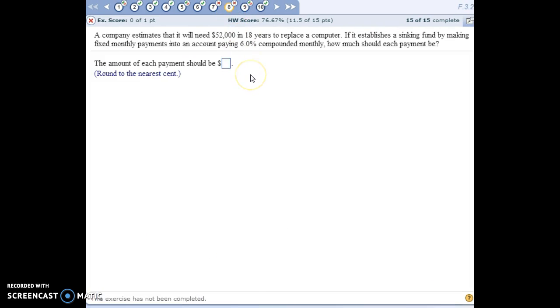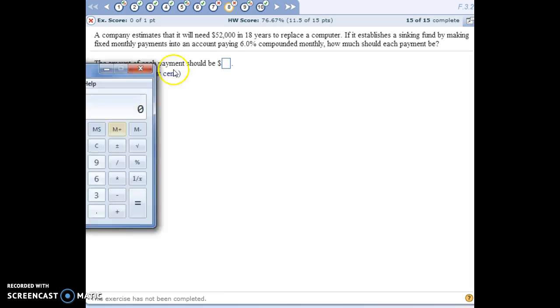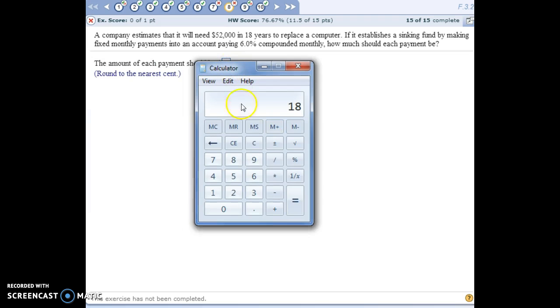Number 8 is going to be very similar to number 7, just with some different values here. We need 18 years of monthly payments. So figure out how many total payments. You're going to be doing 18 now times 12. So you have that many total payments.